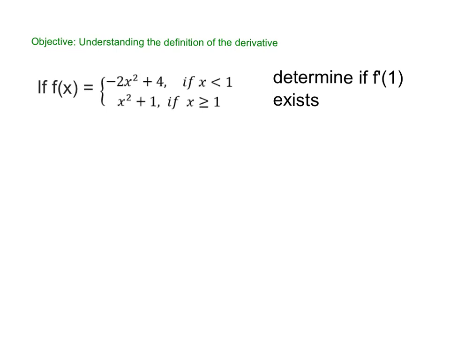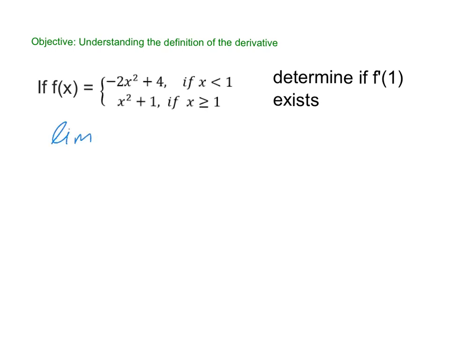All right. Determine if f prime of 1 exists. So what do you think we need to do here? We're going to do the derivative at 1 of the top piece and the bottom piece. Now, since they're giving me the 1, if you want to make it easier and do the limit of f of x minus f of 1 over x minus 1, that's probably a little easier. So why don't we try that instead?